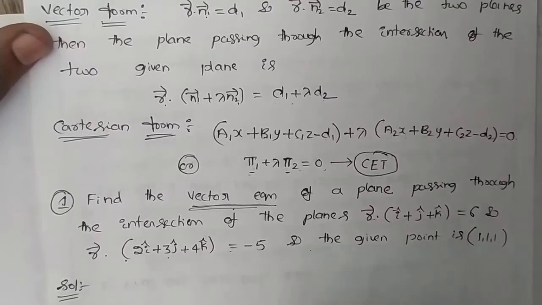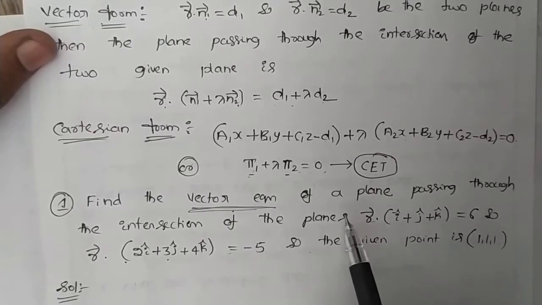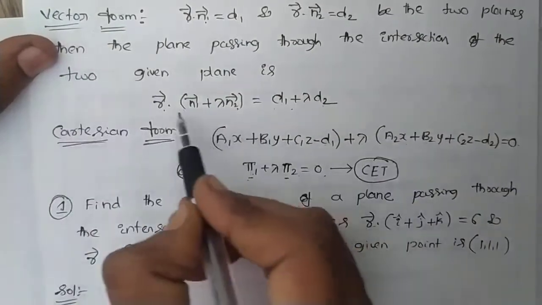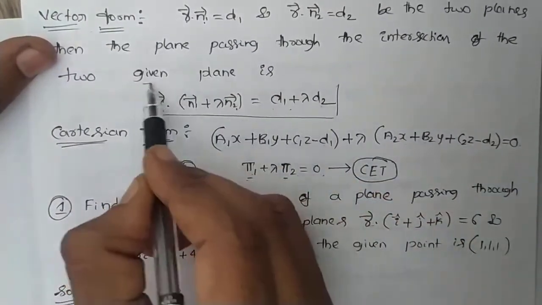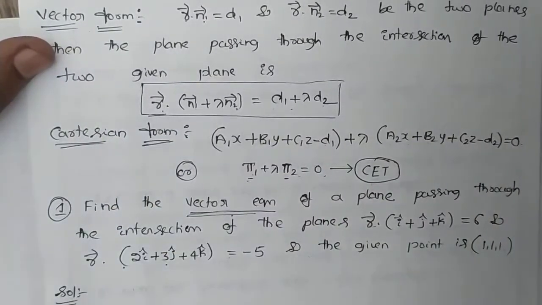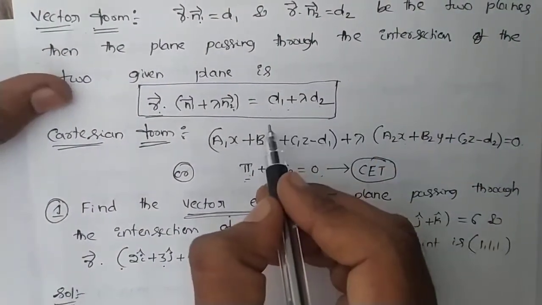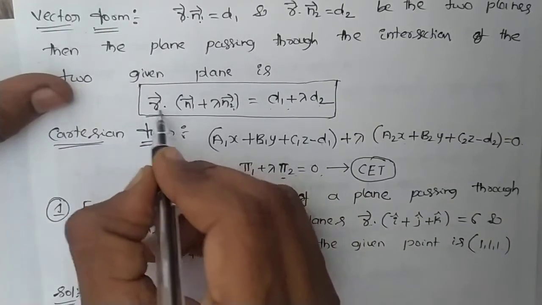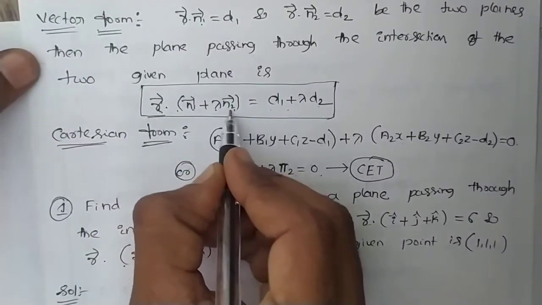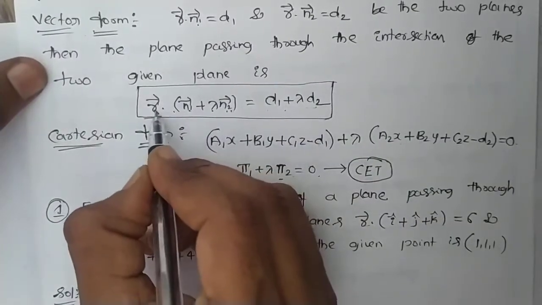the vector form of a plane passing through the intersection of the given planes. You just see the previous notes. It is like a formula to find the vector equation of a plane passing through the intersection of the planes. Here also we have r vector dot n1 vector plus lambda times n2 vector equals d1 plus lambda times d2.